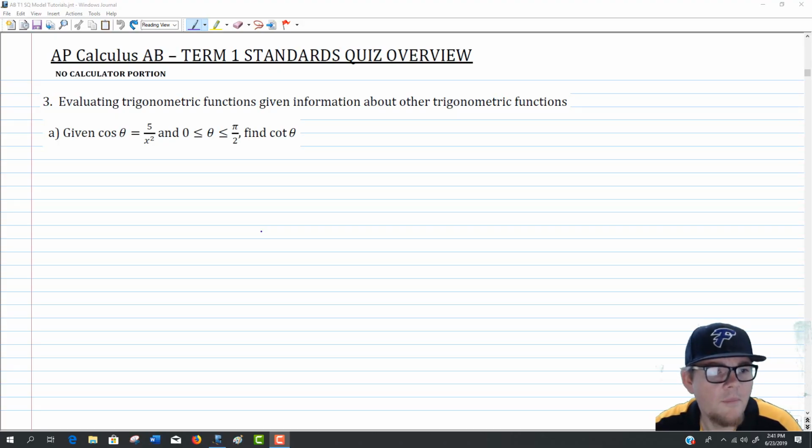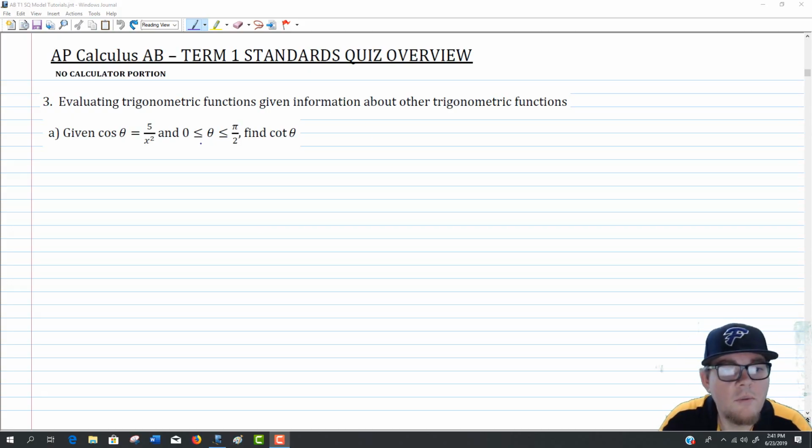So to start with, the first question, part A here, gives you a good outline for what you're going to be given. The question states that given cosine of theta equals 5 over x squared, and that 0 and pi over 2 bound theta, then we want to find cotangent of theta.